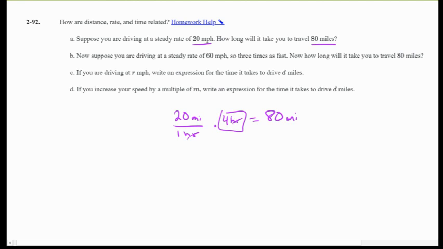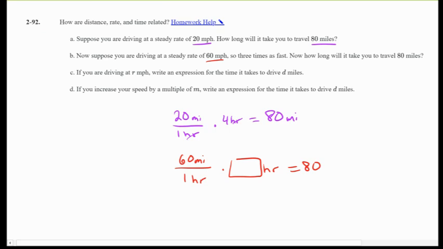Now, suppose you're driving at a steady rate of 60 miles per hour, which is 3 times as fast. How long will it take you to travel 80 miles? So, a couple things about this. First of all, if I were to write this in the same way, I'd say 60 miles per 1 hour times blank hours equals 80.